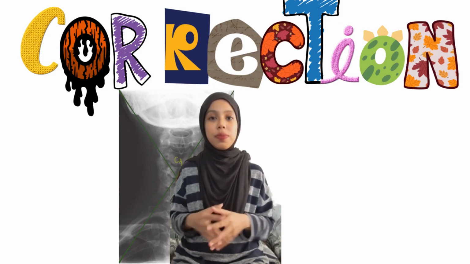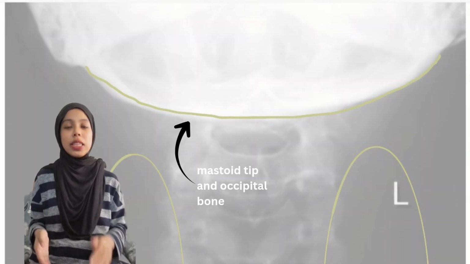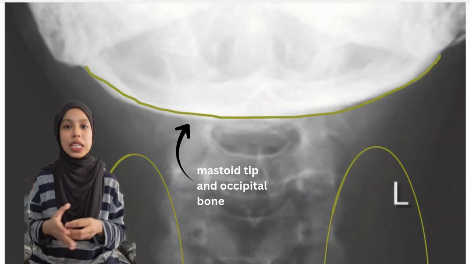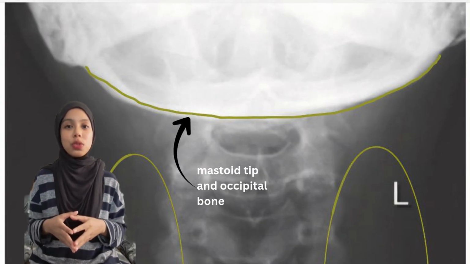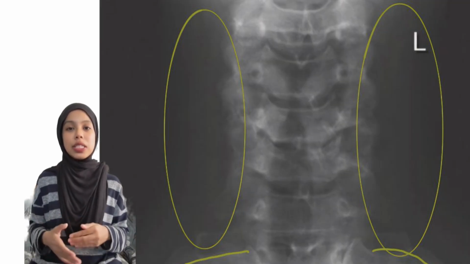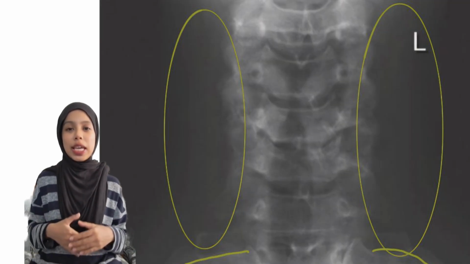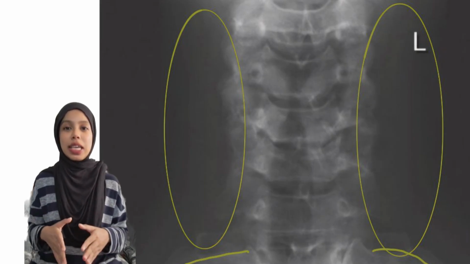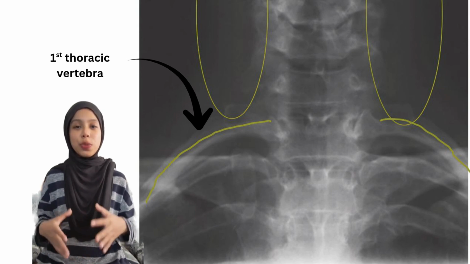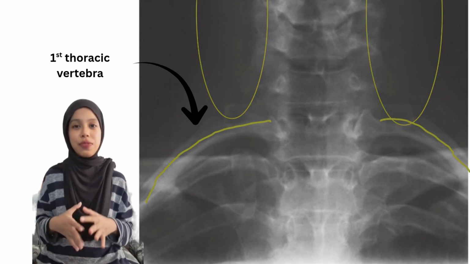For collimation, the superior border that should be included in the radiograph is the masseter tip and also the occipital bone. At the lateral border, the structure that should be included is the lateral skin margin. For the inferior border, the structure that should be included is the first thoracic vertebra.